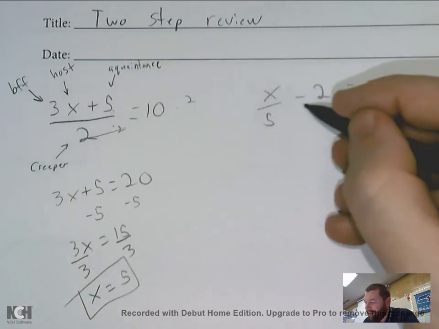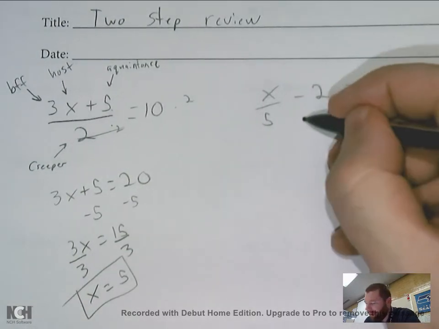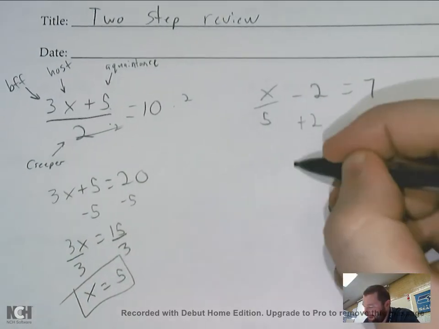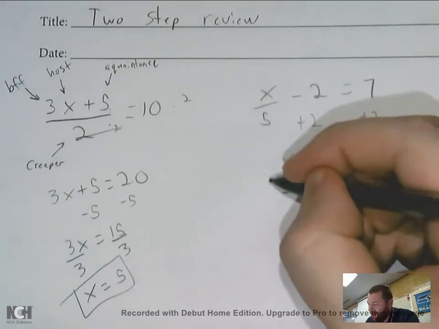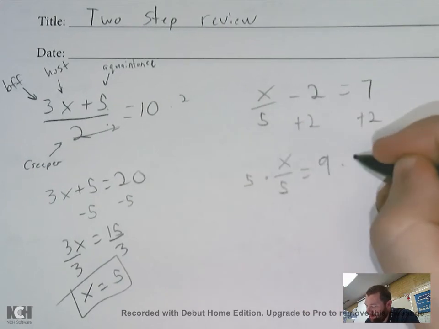But in this situation, the acquaintance is actually going to be the first one to leave by adding 2, which leaves you with x over 5 is equal to 9. And then we would multiply by the 5.